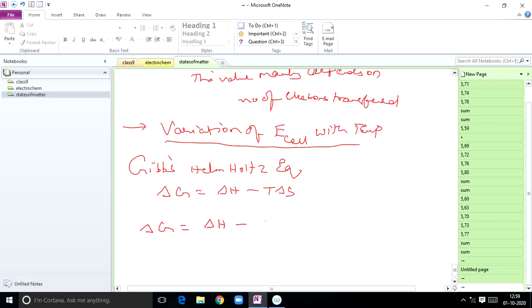So from this you can write delta G is equal to delta H minus T delta S. Be careful here with delta S. Here, in place of delta S, I am writing separately that delta S is equal to Q by T, right?